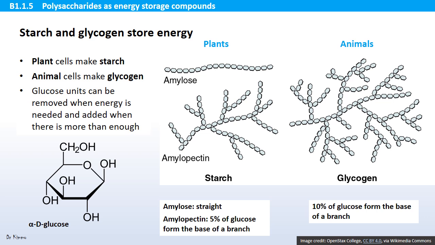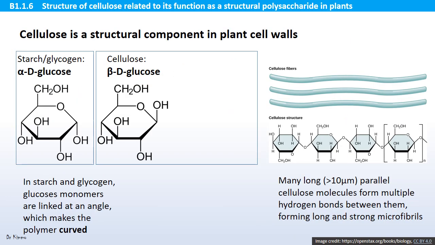For example, when you exercise, your muscles need a lot of energy. Glucose is the primary energy source of all your cells, and if there's not enough glucose available in the blood, your muscle cells will start breaking down glycogen to release glucose. Then there's cellulose. It's a structural component in plant cell walls.